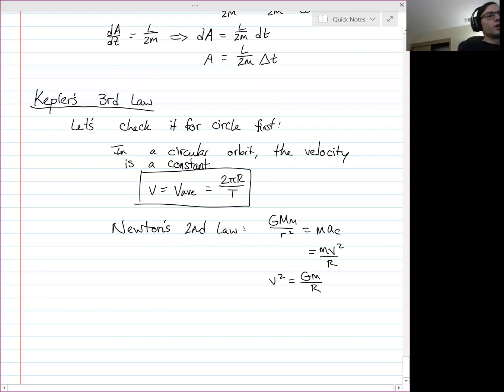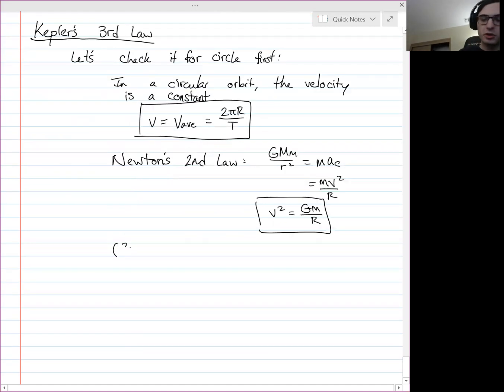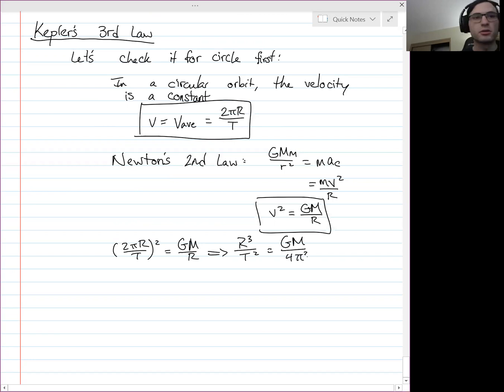And so we can combine these two equations that I just put in boxes, and we get that 2 pi r over T, squared, is equal to GM over r, and that gives us that r cubed divided by T squared is equal to G times capital M, over 4 pi squared, which is of course a constant. So this is an expression for Kepler's third law.